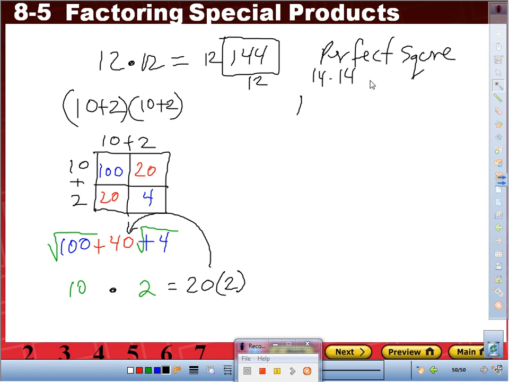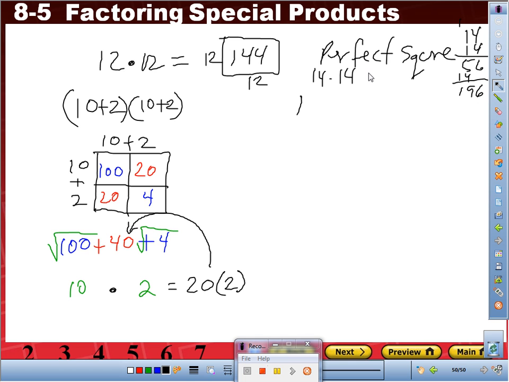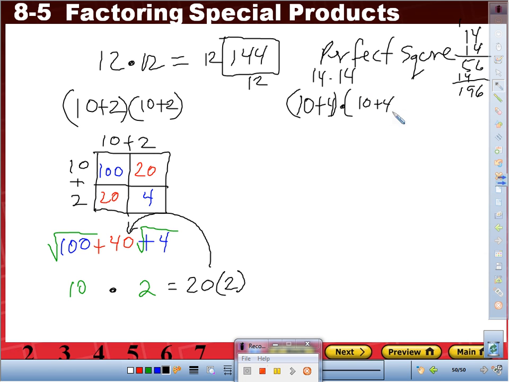So if I was to multiply 14 times 14, let's see, 14 times 14, that's 6. I got 1, that's 4, that's 5, and 14, that's 196. 196, right? Yeah. So therefore, we know that this is 196, but we can rewrite this as 10 plus 4 times 10 plus 4. Is that correct? Yeah. So check this out.